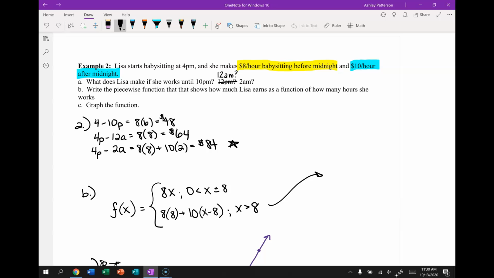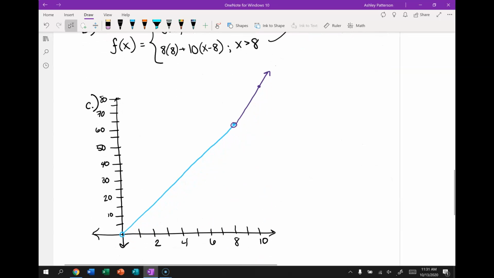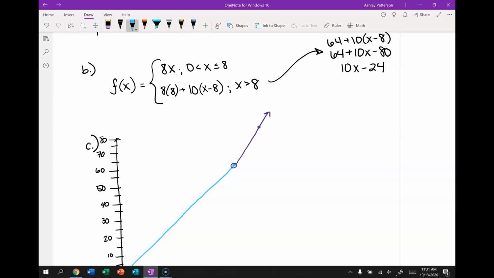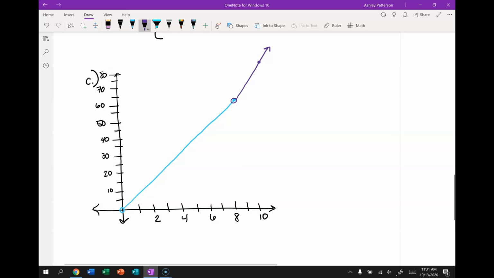You could also write it, if you wanted to, 64 plus 10 times x minus 8. We could put this into slope-intercept form, which on the notes key is what I did on the side. It doesn't matter, honestly, which one you use. This one's a little bit cleaner, not as much going on, but just so you know where it comes from. And then graphing it, I did the top equation in blue and then the bottom one in purple just to keep everything consistent. Sweet. And there it is.